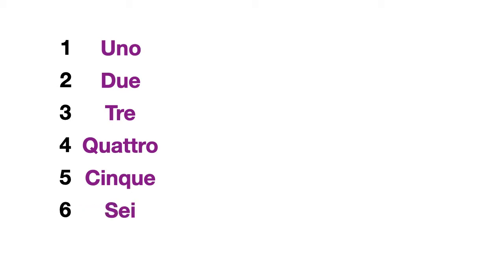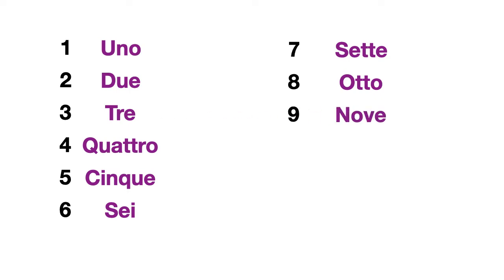Sei. Sette. Another double T. Otto. Yet another double T. Nove. Dieci. Undici. Notice the accent there.